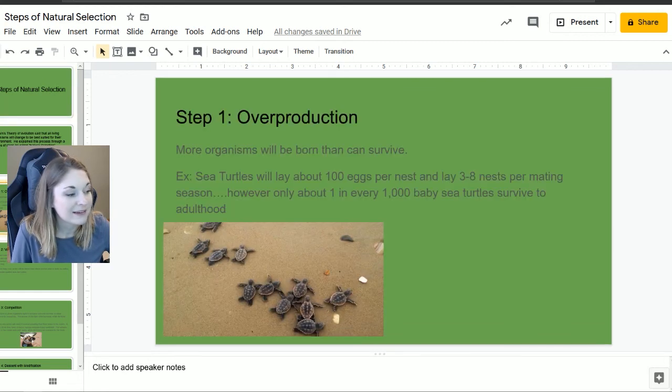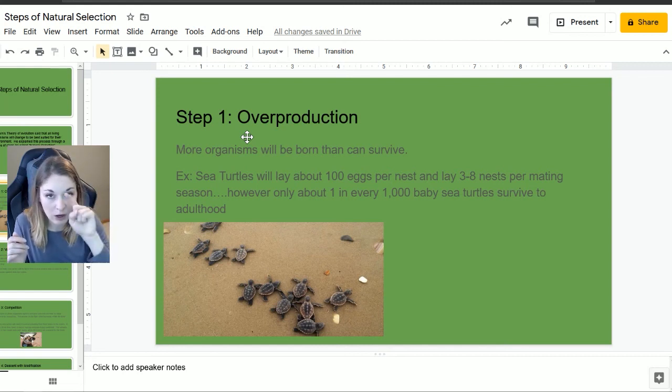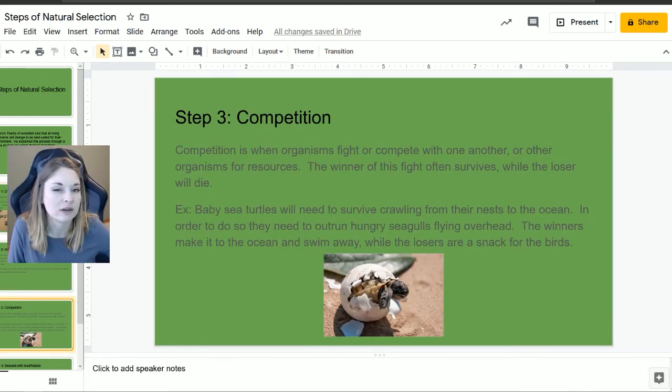Don't just give me these definitions. Don't tell me step one is overproduction. Tell me about the specific situation on the worksheet. So if it's talking about earthworms, you're telling me about how many earthworms are born in a mating season. But it should be pretty straightforward. The worksheet's laid out pretty well.